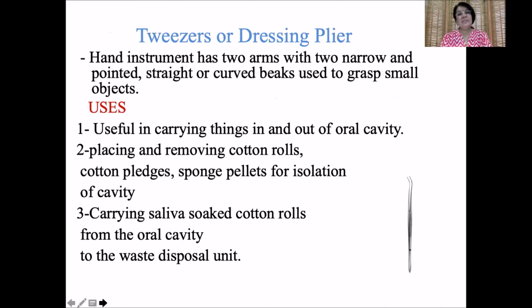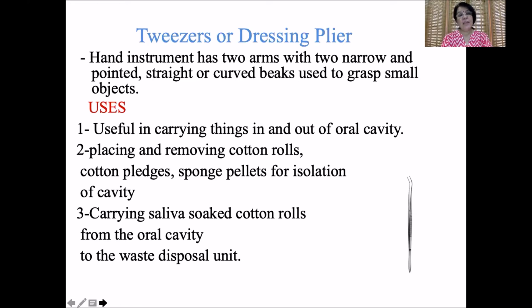The next thing is the tweezer or the dressing plier. You use it so often, but sometimes when it comes as a short note, you don't know what to write in it. So it's very simple. It's a hand instrument which has two arms with two narrow and pointed, sometimes they are pointed, they are straight or curved beaks, used to grasp small objects.